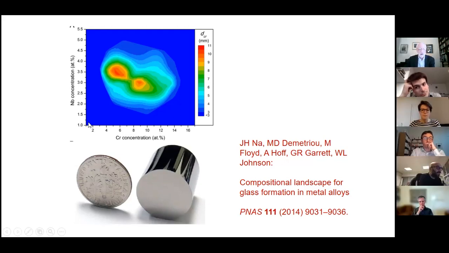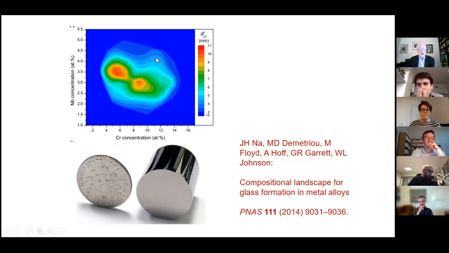This is a little composition map showing that there are rather specific compositions where the glass forming ability is higher, and that is quantified as the diameter of the cylinder that you could cast and still have it be fully glassy with no crystalline content. And here it just goes up beyond a centimeter at best.